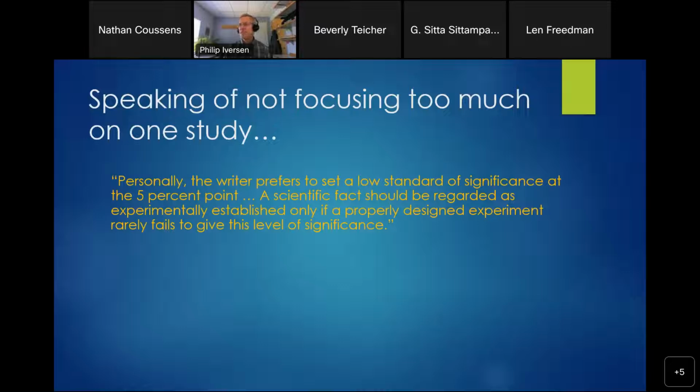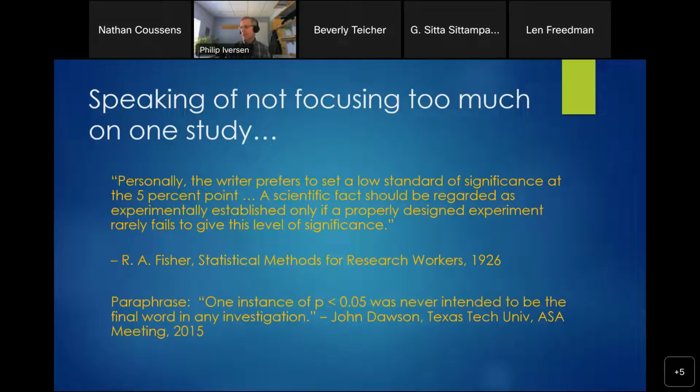So who said this? Ronald A. Fisher in 1926. I think it's safe to say that Fisher invented the p-value. And this is where we get our 0.05 cutoff from. Here's a paraphrase of this quote from a statistics professor at Texas A&M from 2015: one instance of p less than 0.05 was never intended to be the final word in any investigation.